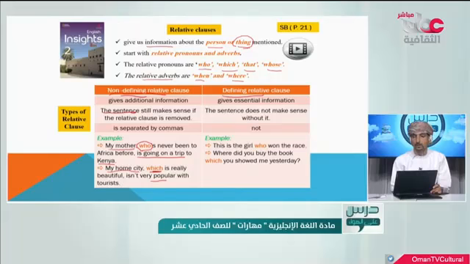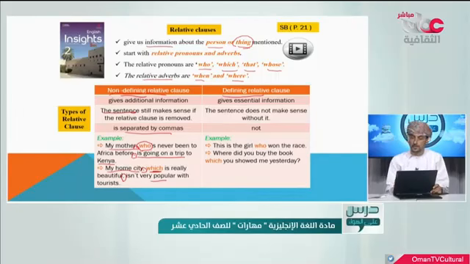But you have to notice something: we put the non-defining relative clause between two commas. Let us look at the first example, and also in the second example we have two commas, one before the relative clause and the other one after it. We use the commas only for non-defining relative clauses. Let us now move to the second type, which is defining relative clause.